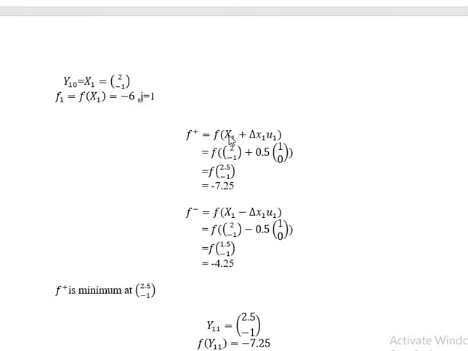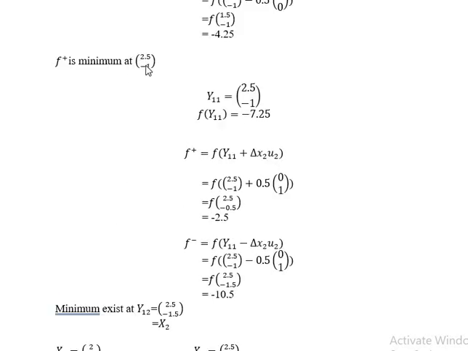F plus equal to f of x1 plus delta x1 u1. x1, delta x1 and u1 are all given. So after calculation the value becomes minus 7.25. F minus equal to f of x1 minus delta x1 u1. Then the value is minus 4.25. Then f plus is minimum. So the minimum exists at the point (2.5, -1). Let us denote the point as y11 equal to (2.5, -1).